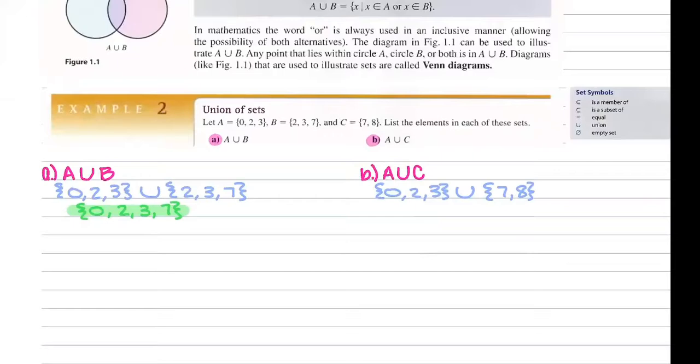Okay, so what are the members in both A and C? We want to include all of them. So we're going to do one set that has 0, 2, 3, 7, as well as 8. And that's our answer.